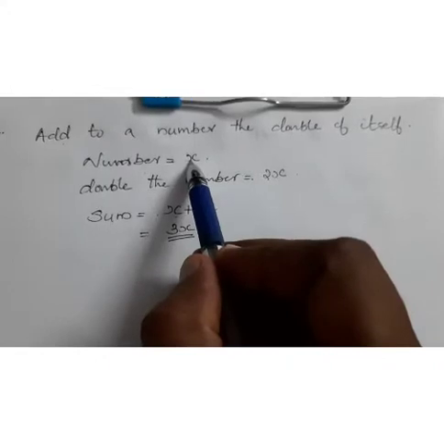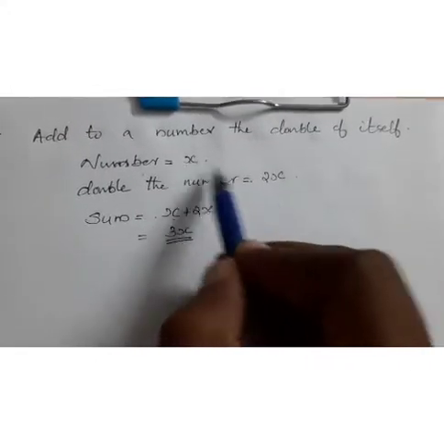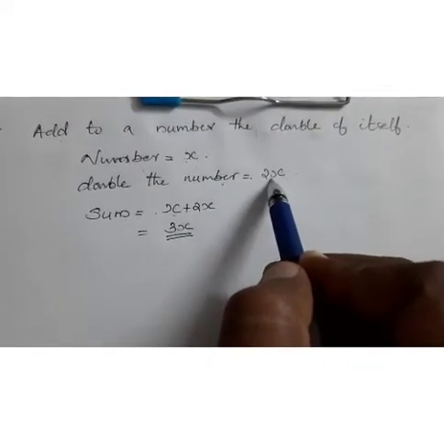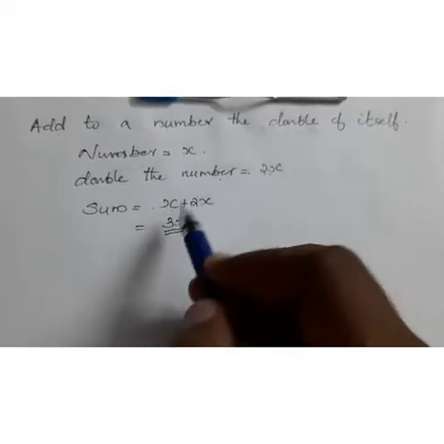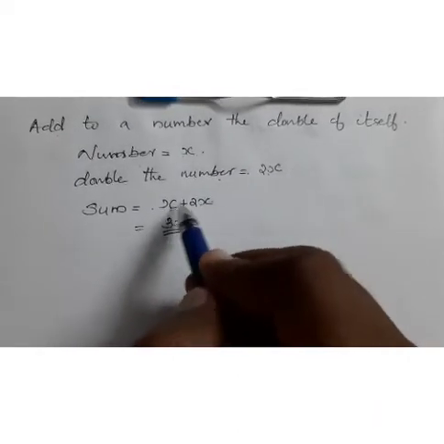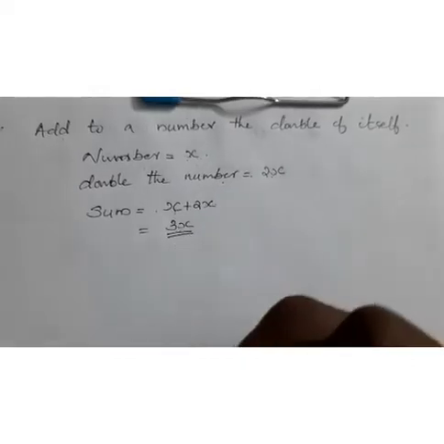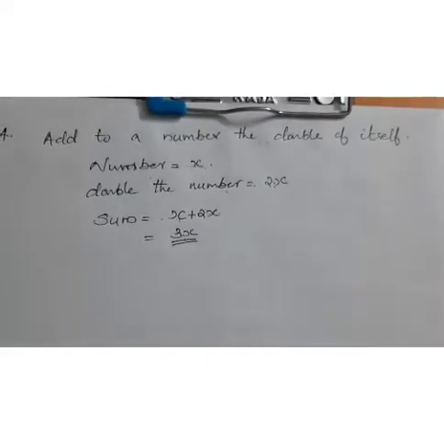Take the number as x. Double the number means 2x. Then I have to add these two numbers. So x plus 2x. Same variables you can add. You get the answer 3x.